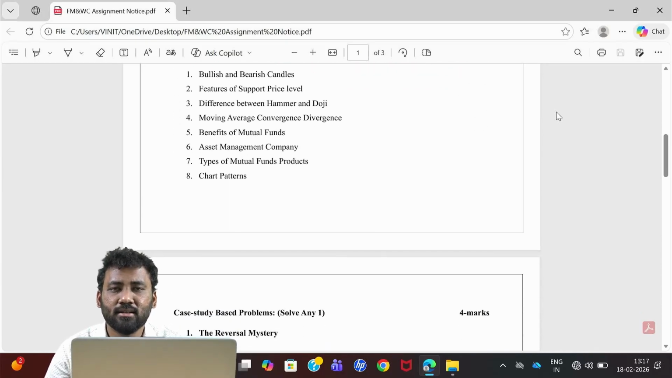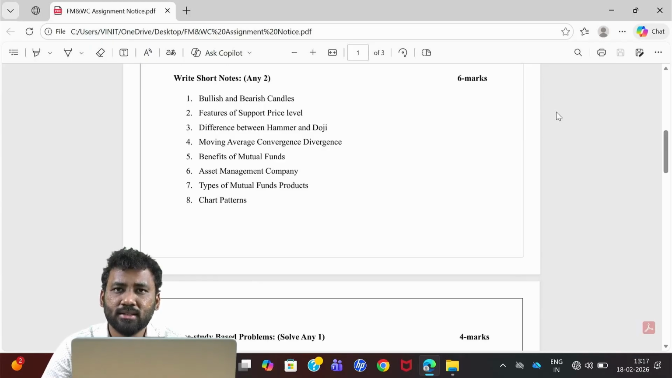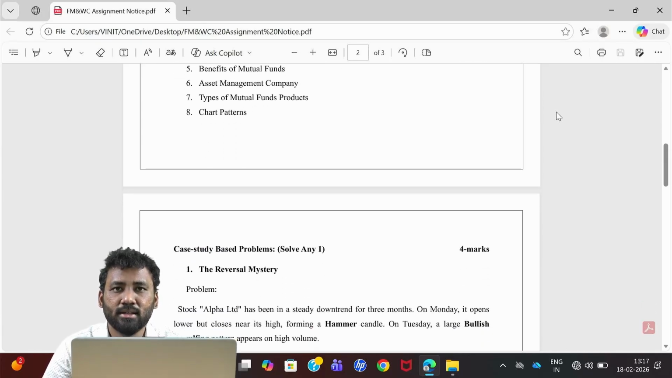As I said earlier, 2 questions will be asked broadly. The first is short notes of 6 marks. The second is a case study based problem, which will carry 4 marks. So the total assignment test will carry 10 marks. For case study based problems, students, listen carefully. You will be asked 4 questions, out of which you have to solve any one.